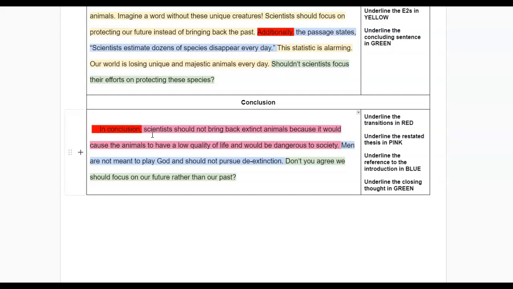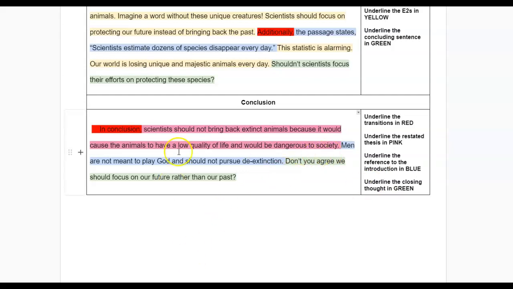Scientists should not bring back extinct animals because it would cause the animals to have a low quality of life and would be dangerous to society. And we're underlining that in pink. Then in the conclusion paragraph, you're going to refer back to the introduction in some way. Some ways you could do that would be if you asked a question as your hook, you could answer that question in your conclusion paragraph or just refer back to some aspect of the introduction.